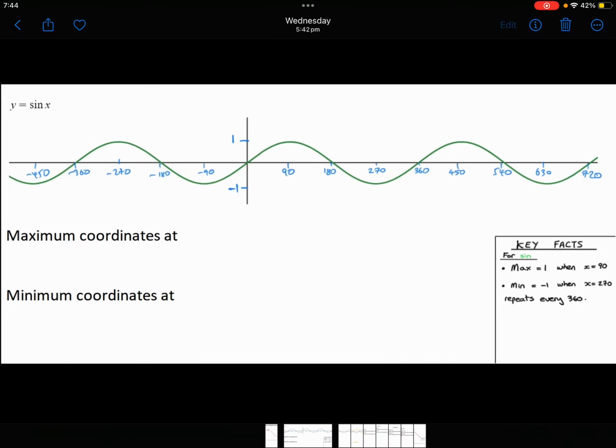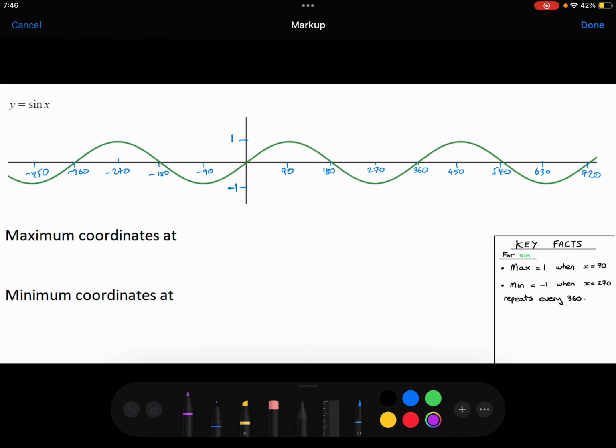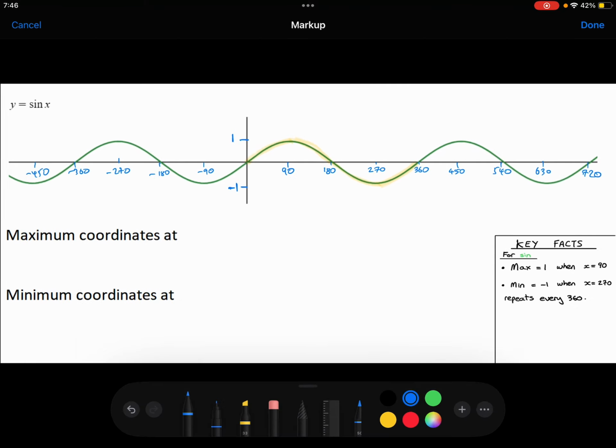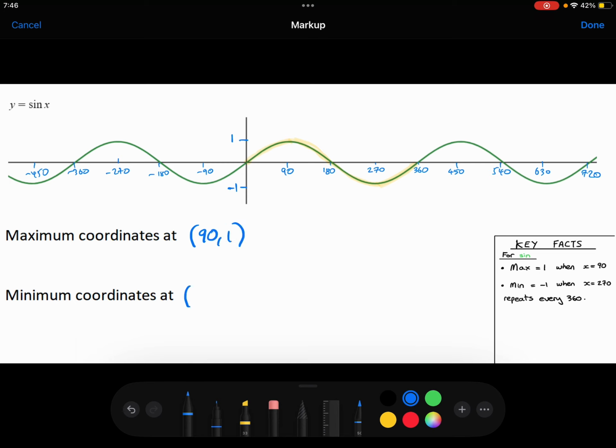First, let's remind ourselves of what the sine and cos graphs look like. So first of all, with the sine graph, we know it starts at 0 and goes up to a maximum coordinate of 1 when the angle is 90 degrees. It then goes down to 0 at 180 degrees, then down to its minimum point of -1 when x is 270 degrees, and then back up to 0 at 360 degrees. So we know it has a maximum coordinate of (90, 1) and a minimum coordinate of (270, -1).